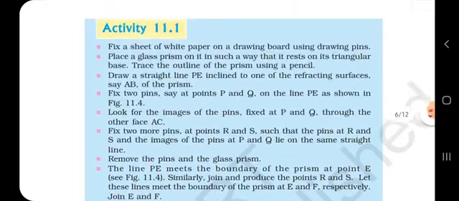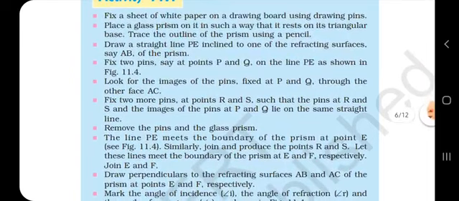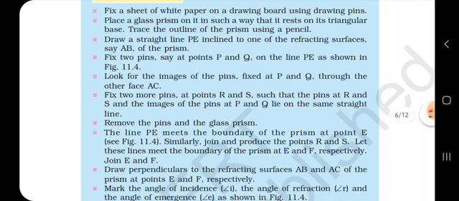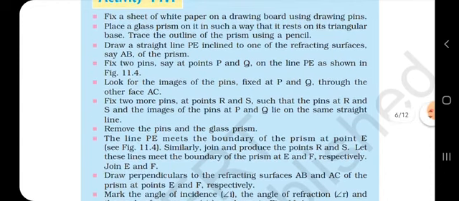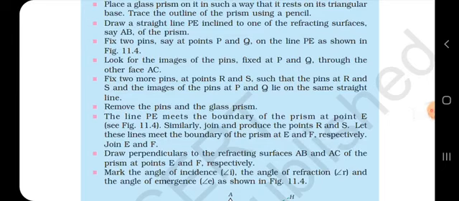So what happens over here? Place a glass prism on a white paper in such a way that it rests on its triangular base. Trace the outline of the prism using a pencil. Draw a straight line PE inclined to one of the refracting surfaces, say AB, of the prism.